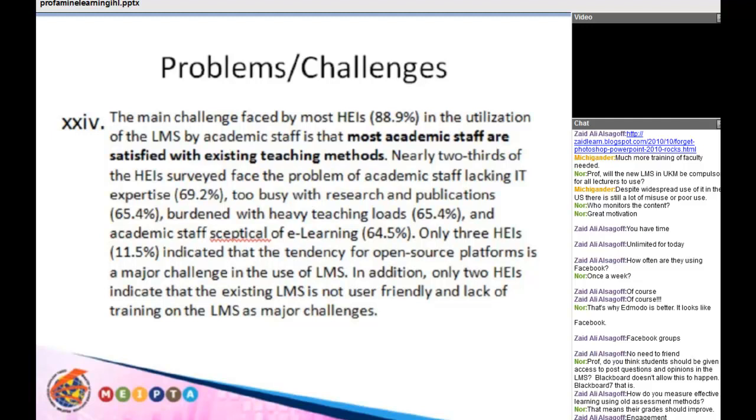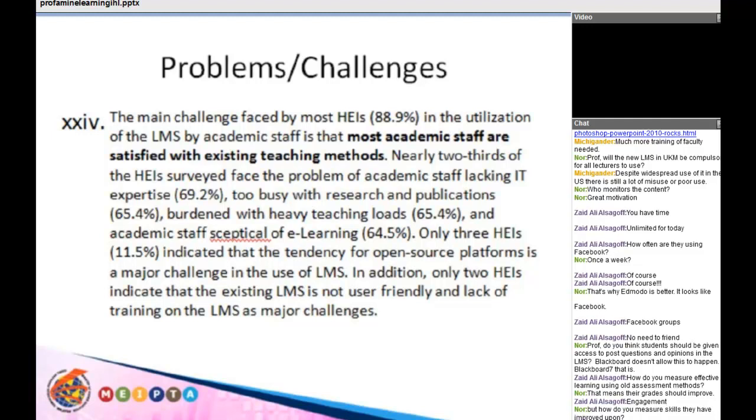Some of the other problems, challenges are academic staff lacking IT expertise. Maybe the senior ones are too busy with research and publication, burdened with heavy teaching loads, especially probably in the private sectors, and skeptical of e-learning.